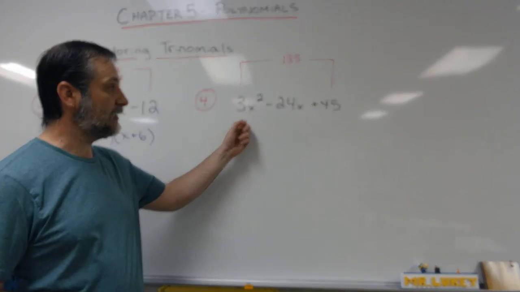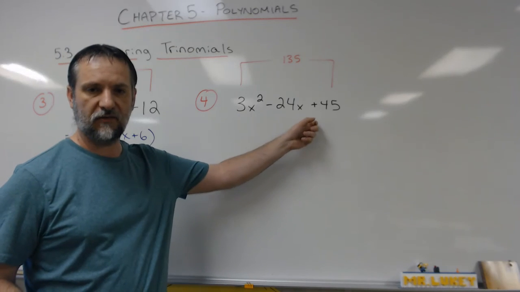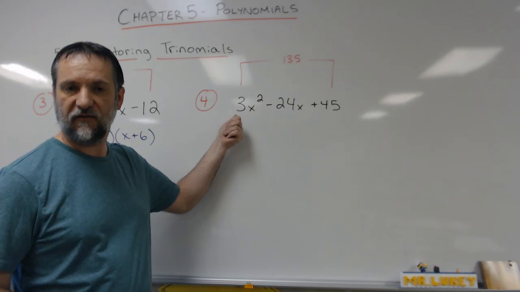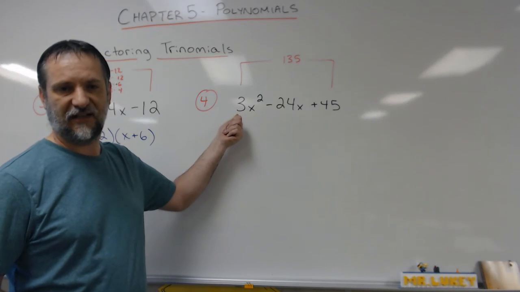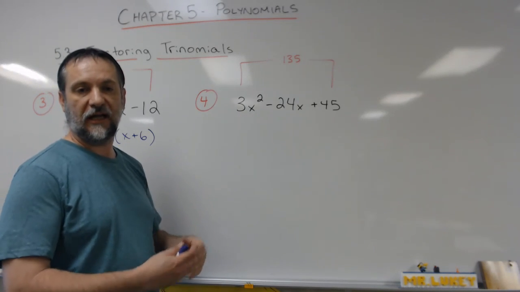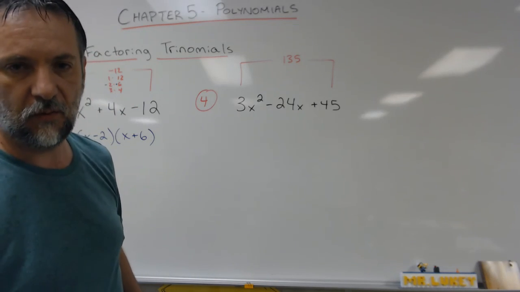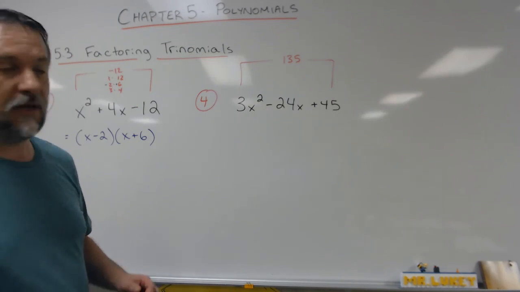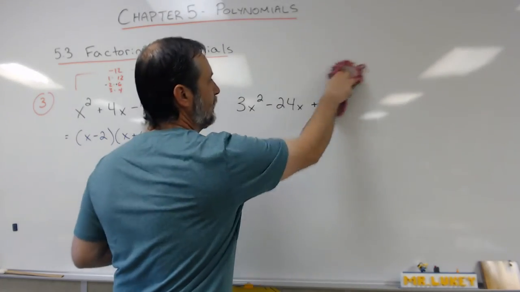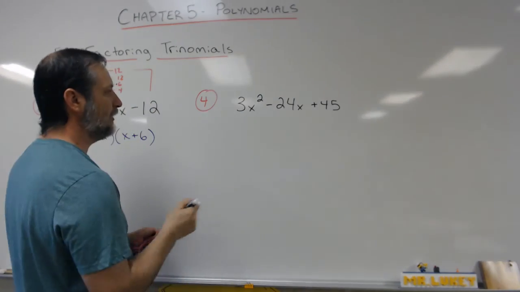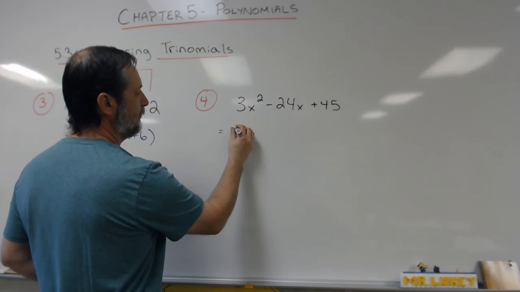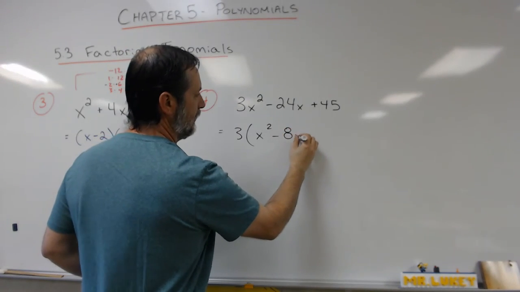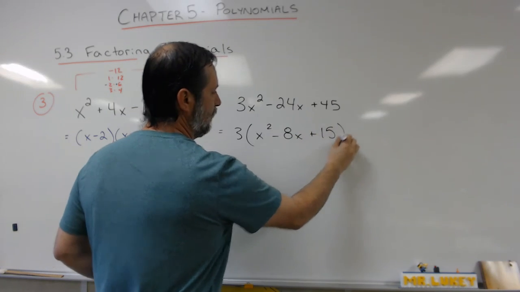I got 3x squared minus 24x plus 45. All of these numbers are divisible by 3. There's a greatest common factor I can pull out first. And if I take out the 3, I'm now going to be in an a equals 1 situation, which means I can follow a shortcut. So maybe I don't need all this big number calculation. I'm just going to say, well, this is the same as 3 times x squared minus 8x plus 15.